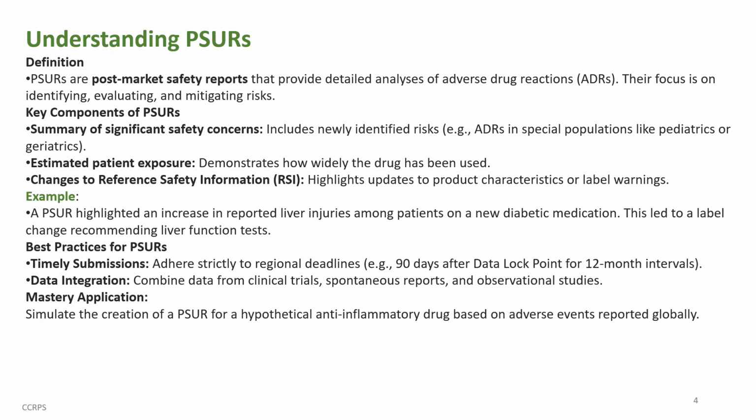Estimated patient exposure demonstrates how widely the drug has been used. Changes to reference safety information, or RSIs. It highlights updates to product characteristics or label warnings. Example, a PSUR highlighted an increase in reported liver injuries among patients on a new diabetic medication. This led to a label change recommending liver function tests.